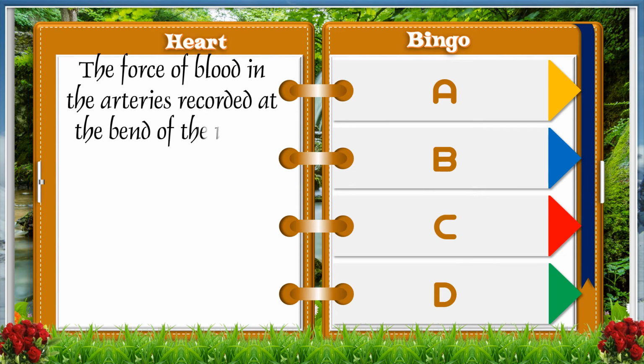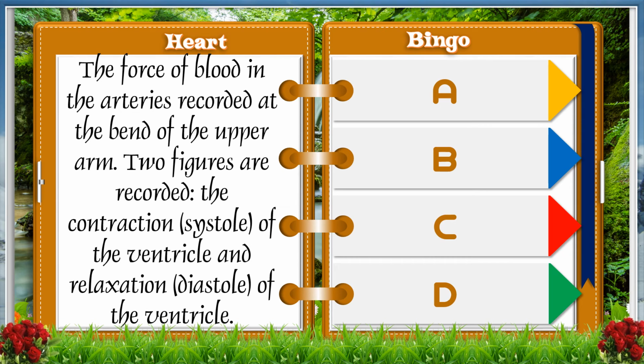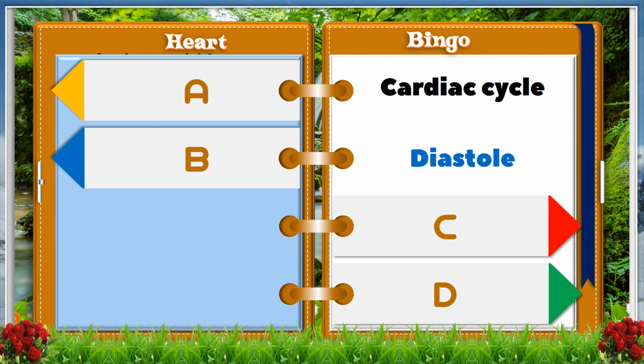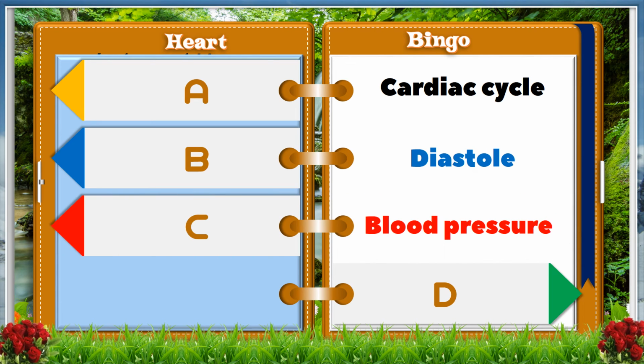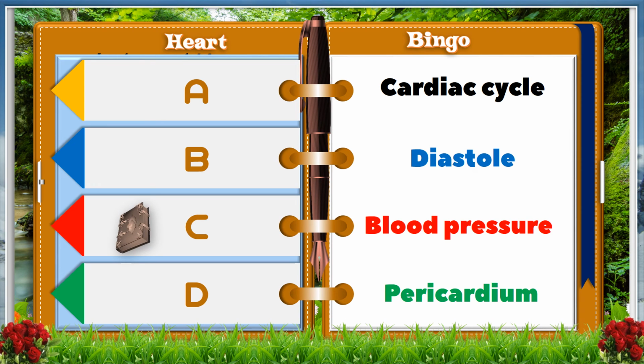The force of blood in the artery is recorded at the bend of the upper arm. Two figures are recorded: the contraction, systole, of the ventricle and relaxation, diastole, of the ventricle. A. Cardiac cycle. B. Diastole. C. Blood pressure. D. Pericardium. And the answer is C. Blood pressure.